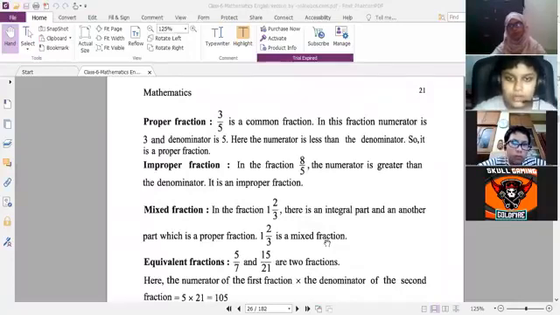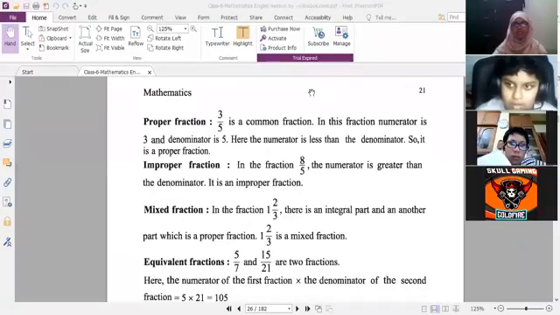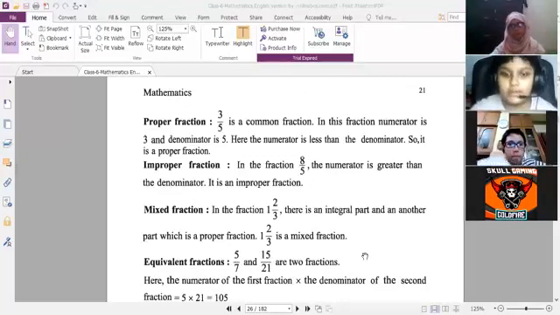Yes. Miss, what will be the proper definition of mixed fraction? Thank you for your question. If the denominator is greater than the numerator, or the numerator is less than the denominator, these kinds of fraction are called proper fractions. Am I clear? Yes.